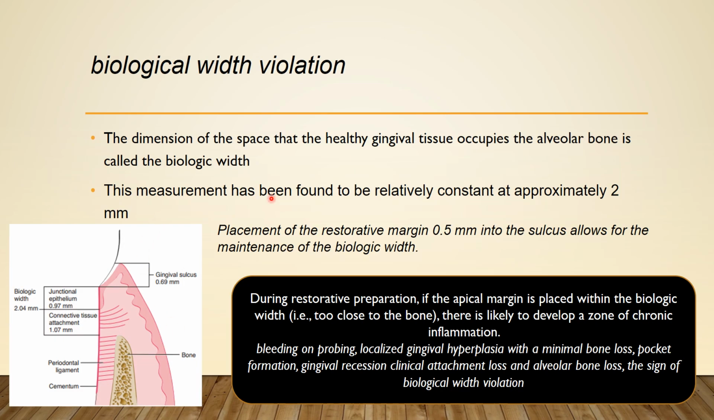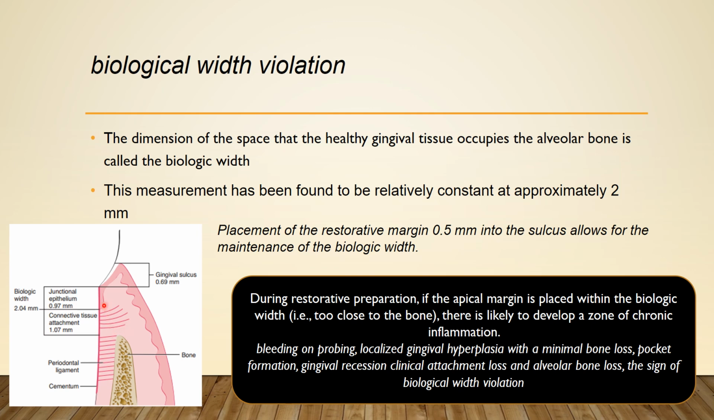Then, when we discuss subgingival margins, we have said that there can be violation of biological width, and also retention of plaque by reducing the accessibility for oral hygiene measures. So what is biological width, and what is the significance of biological width violation? Here we are discussing a very important topic. What is this biological width actually? It is the dimension of space that the healthy gingival tissue occupies above the alveolar bone. The healthy tissue which occupies the space in relation to the coronal portion of bone is called biological width.